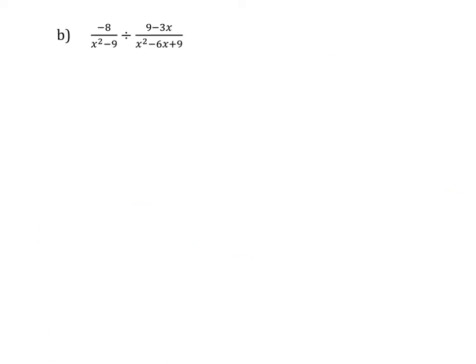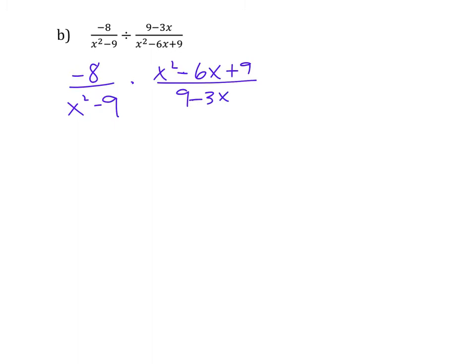Moving on to this next one, we're going to do the same thing, flip it. I might actually just do it in one step. Actually, no, I'll just rewrite it. x squared minus 9 times x squared minus 6x plus 9 over 9 minus 3x. Okay, we talked before about this 9 minus 3x, right? We talked about how when it's backwards, it's probably a trick question. So what I'm going to do is rewrite it so that it's negative 3x plus 9.